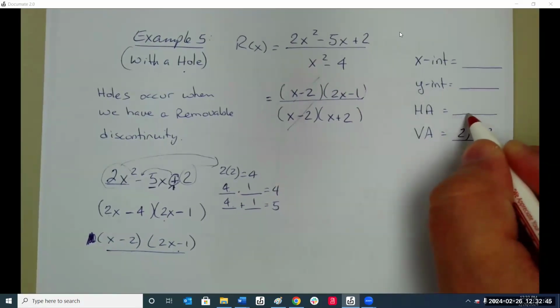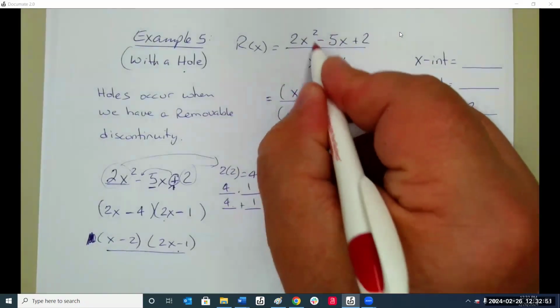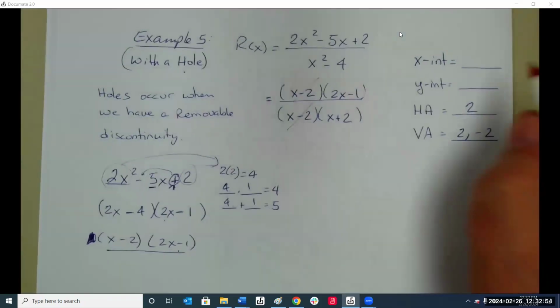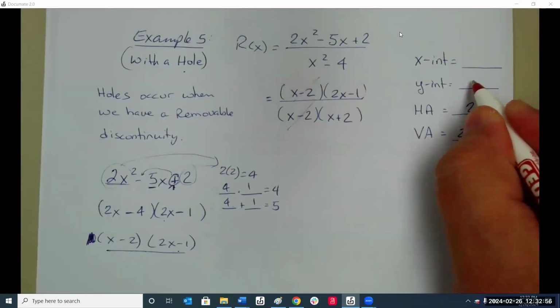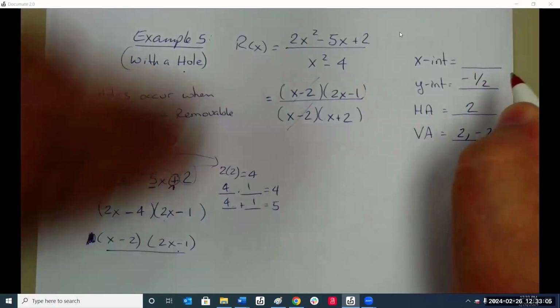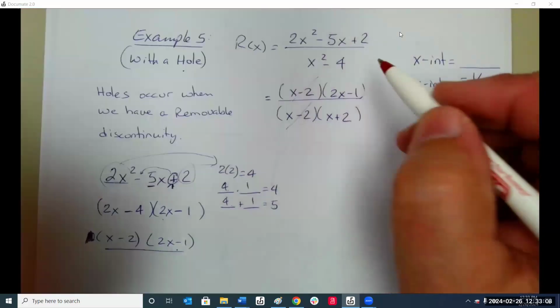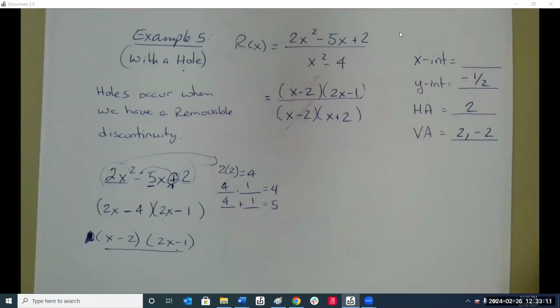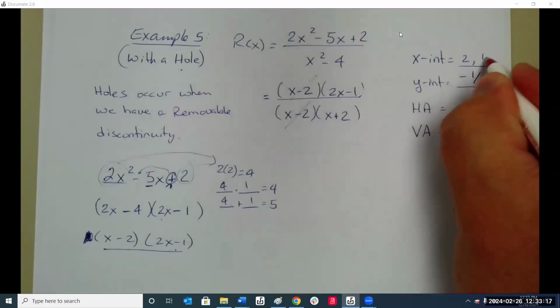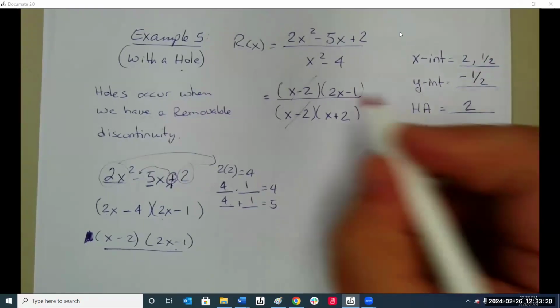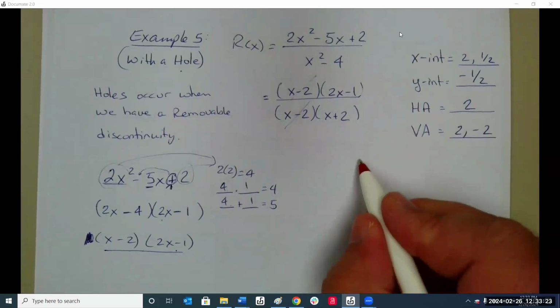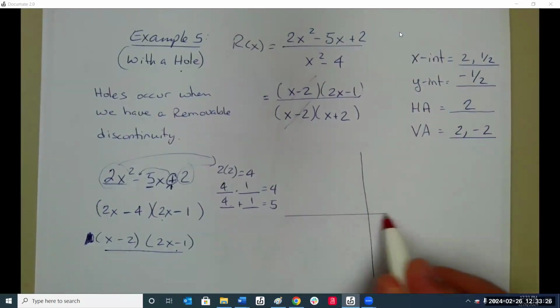Do we have a horizontal asymptote? Where's that? At 2, because the exponents are the same, the degrees are the same. So just the coefficient. What's the y-intercept? Negative 1/2. Very good. Because all the x's are gone, we have 2 over negative 4, which is negative 1/2. X-intercepts. Two and 1/2. So let's look at what this means so far.